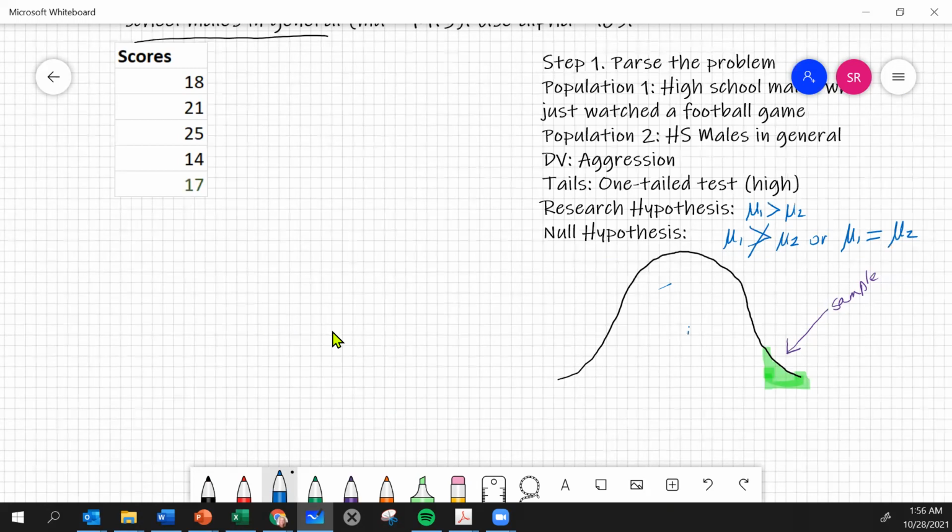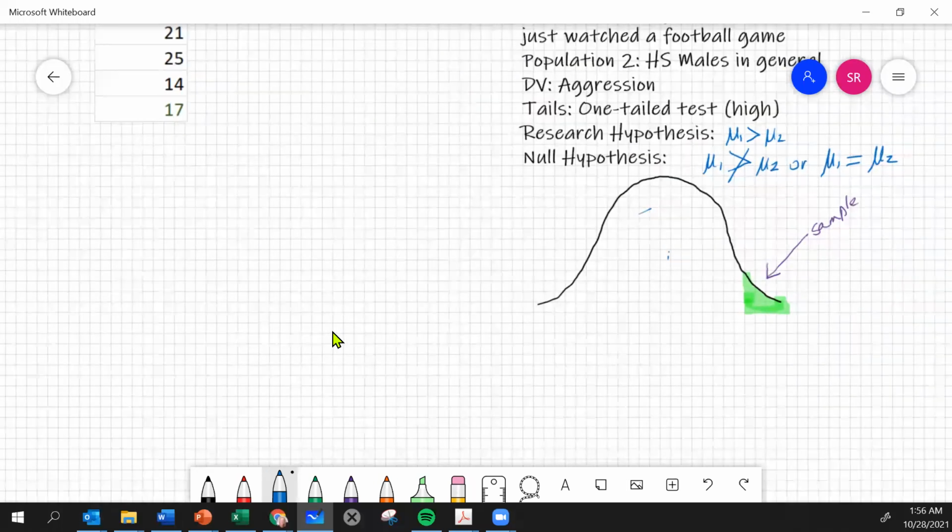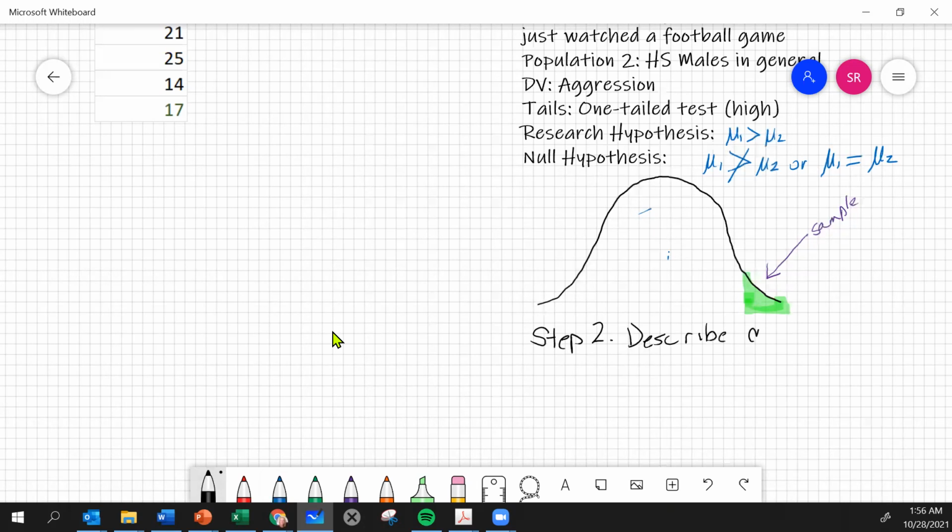So now we're ready to continue on to step two. And in step two, we are describing the comparison distribution. So step two. And in this case, just as before, we are looking at three pieces of information plus a drawing. We're looking at the center of the distribution. We're looking at the shape of the distribution, and we're looking at the spread.